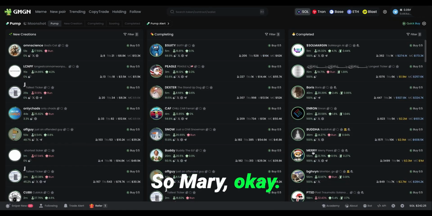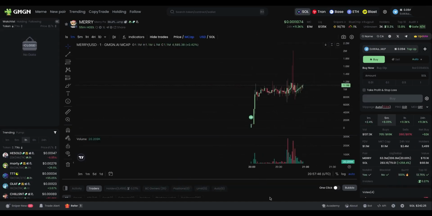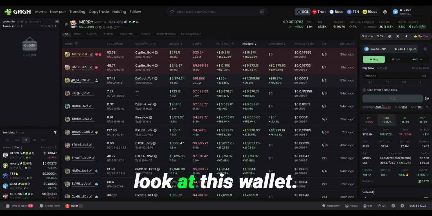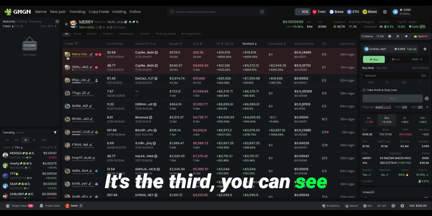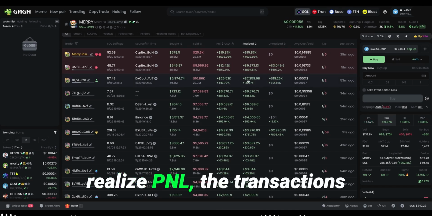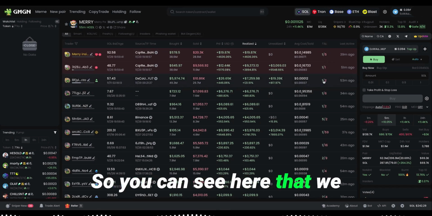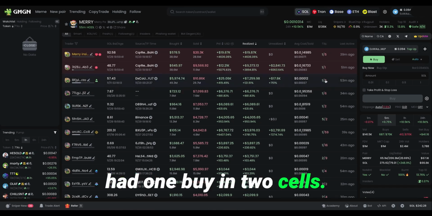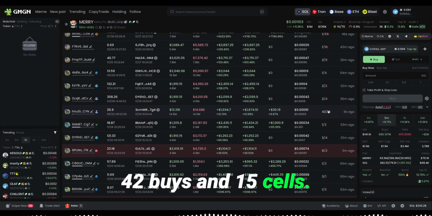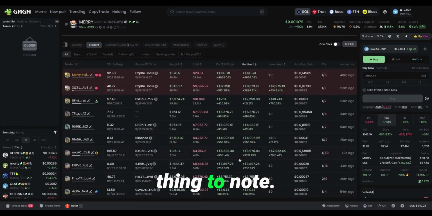So this is what we were looking at earlier. These are the two insider wallets. So we can also look at this wallet. It's the third. You can see number 1, 2, and 3. This is the third highest realized P&L. The transactions are also quite important. You can see here that we had 1 buy and 2 sells. You want to avoid things like this, where we've got 42 buys and 15 sells. This is probably a bot. So that's another thing to note.